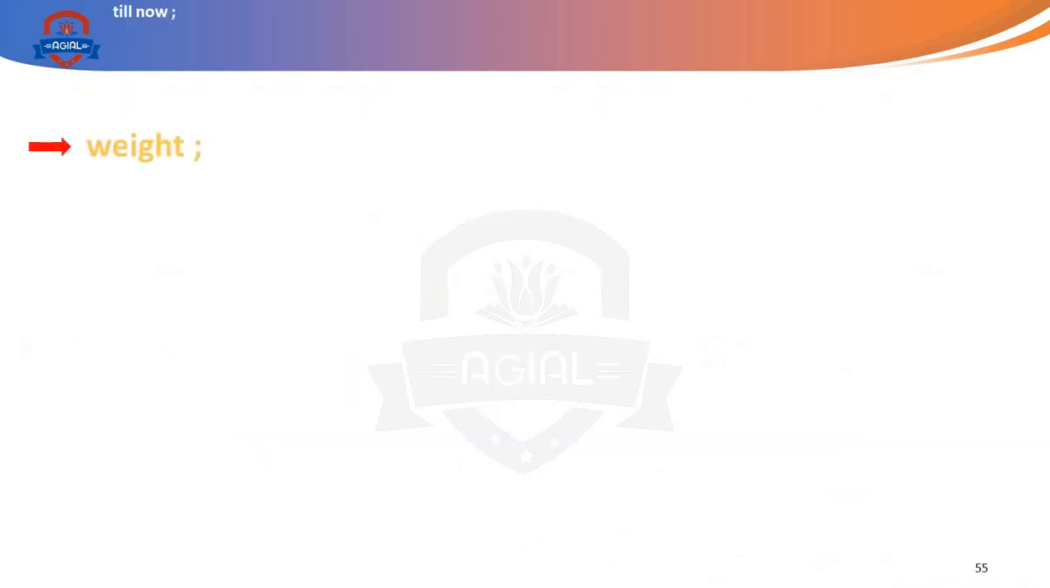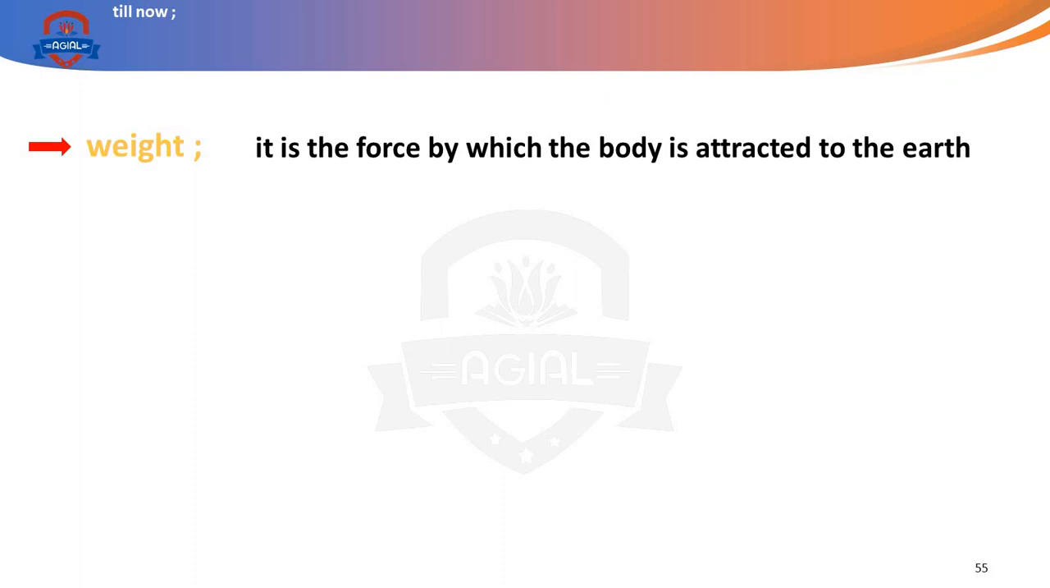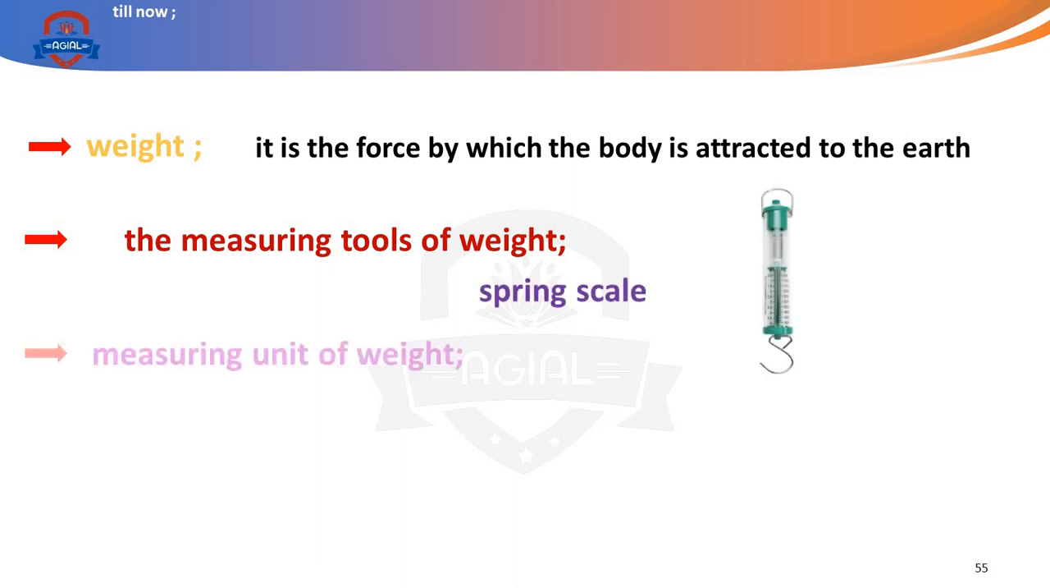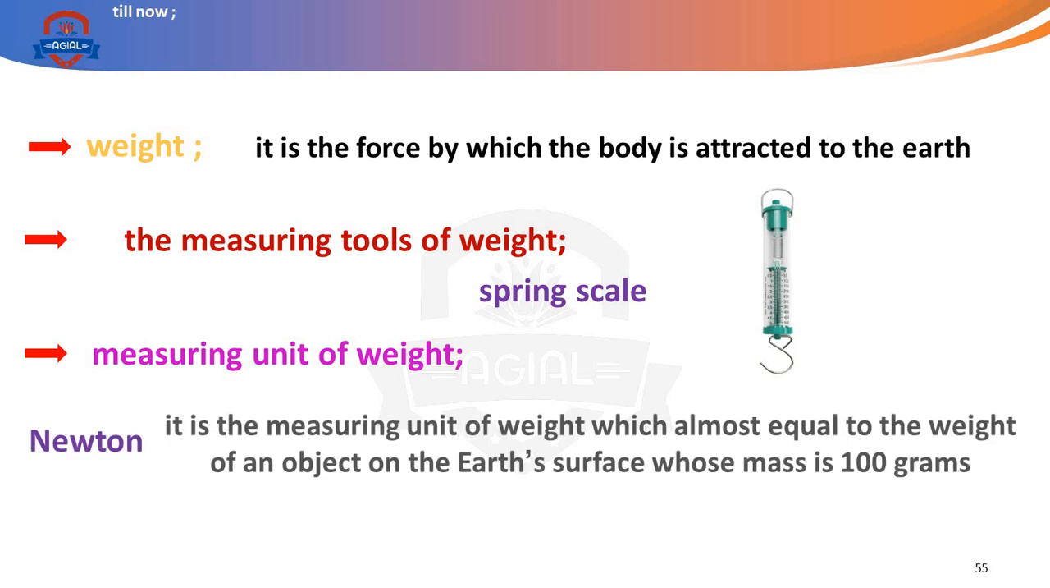Till now we talked about the weight, and we said that it is the force by which the body is attracted to the Earth, and the measuring tool of weight like the spring scale, and the measuring unit of weight, which is Newton. It almost equals the weight of an object on the Earth's surface whose mass is 100 grams.